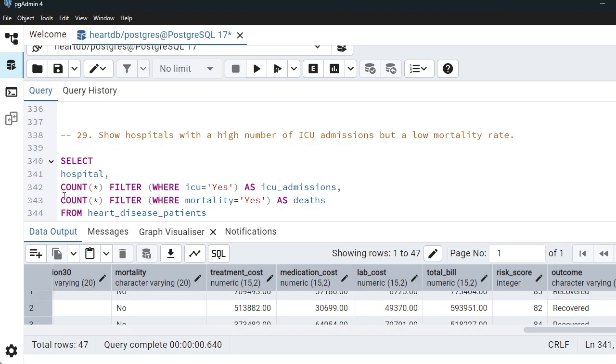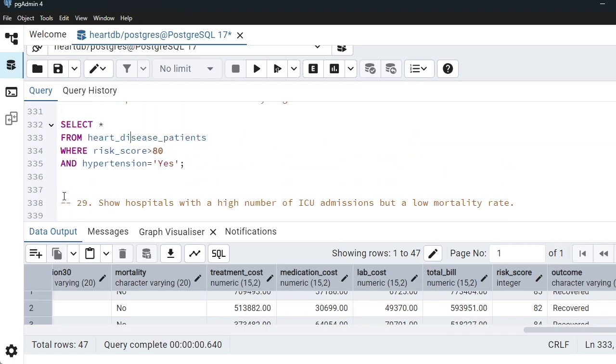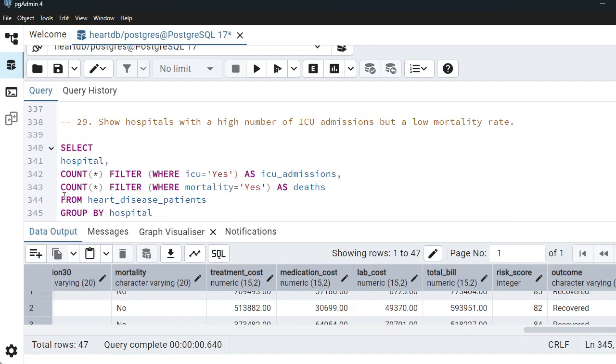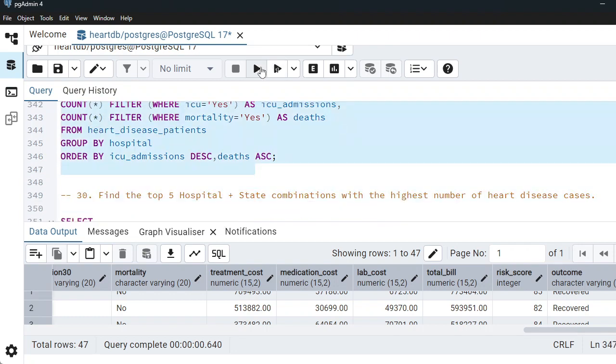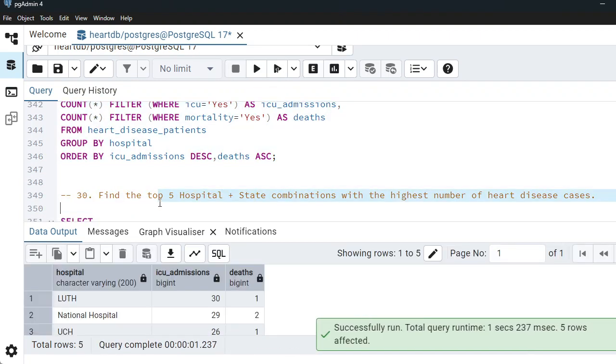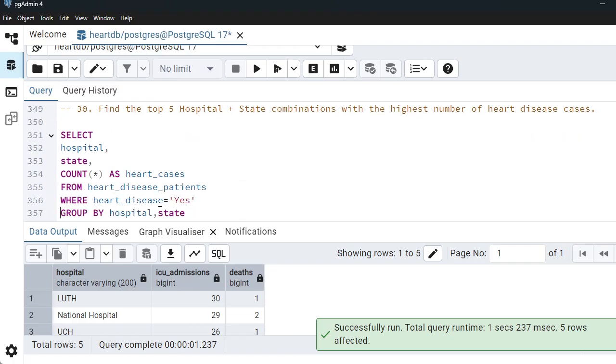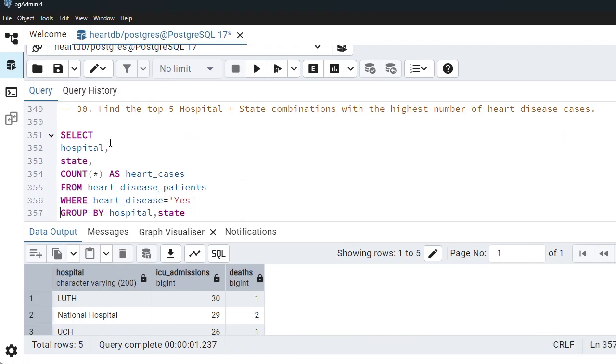Then we want to show the hospital with the highest number of ICU admissions but a low mortality. So run this, and you have your answer. Then the next question says find the top 5 hospital-state combinations with the highest number of heart disease cases.